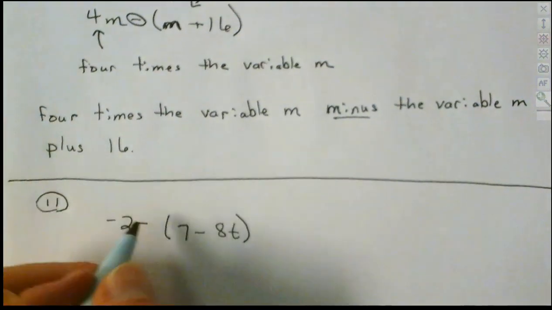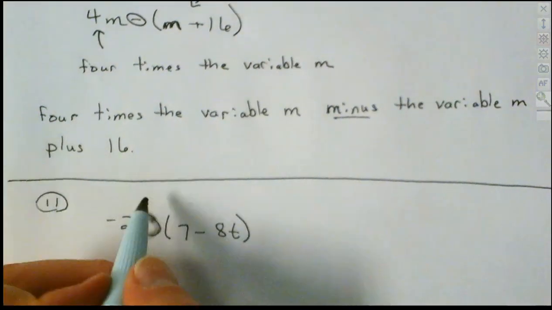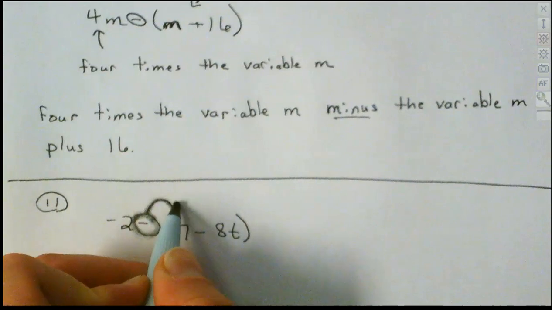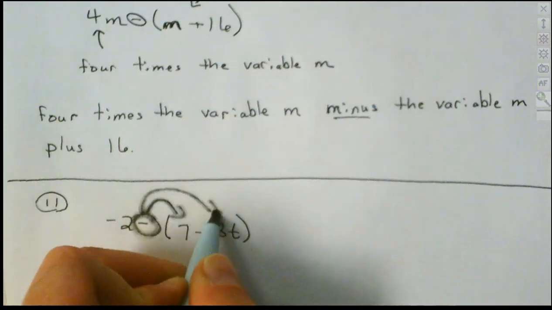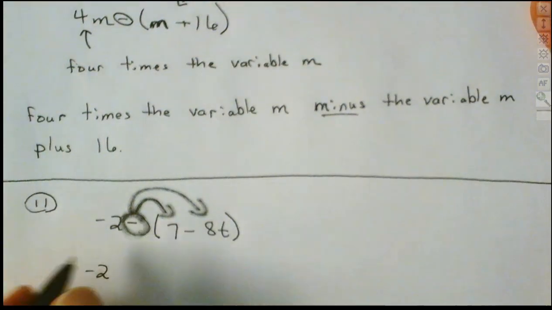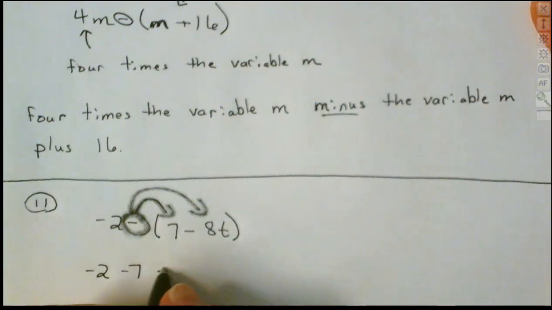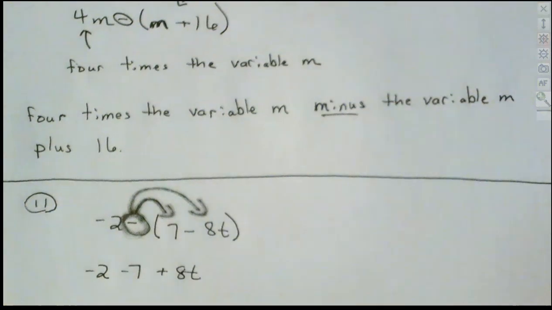When you distribute, that's multiplication. And we have a negative in front of the parentheses, so we're going to distribute or push through that negative. So I always like to circle it. So I circle that negative, and then I draw arrows so I remember it's got to be distributed through. Now I can rewrite this as a minus 2. Distributing the negative through, I have a minus 7. And negative makes it a positive 8t there.